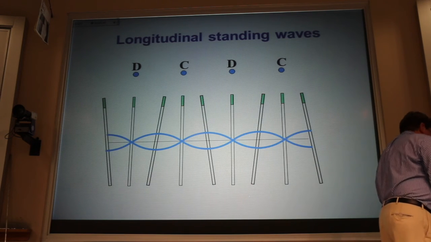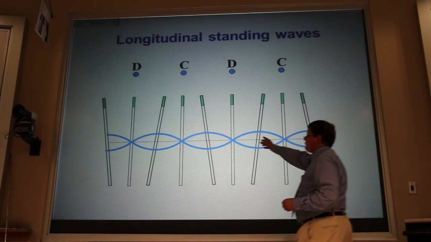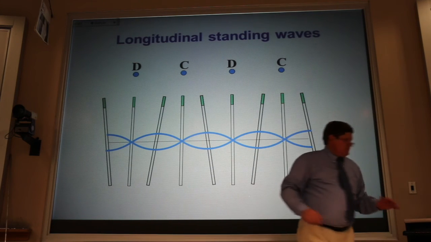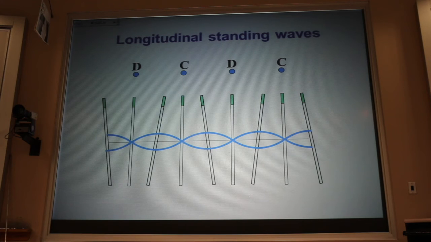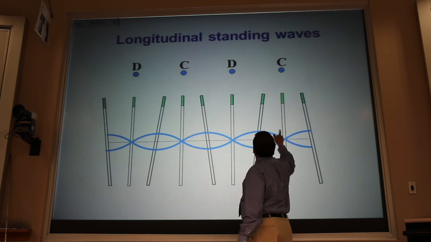Okay, now, if we use that terrible representation of the footballs, what it tells us is just where the nodes are and where the antinodes are. There's a node, and there's an antinode, there's a node.